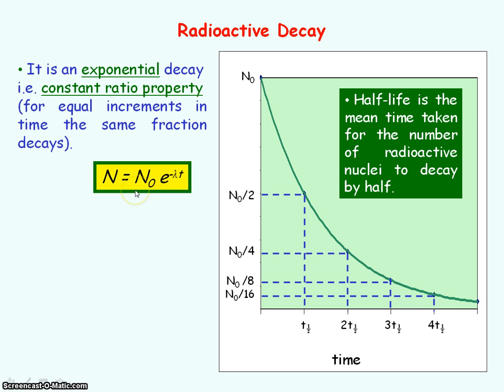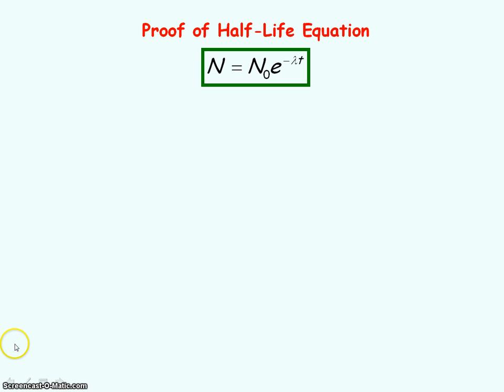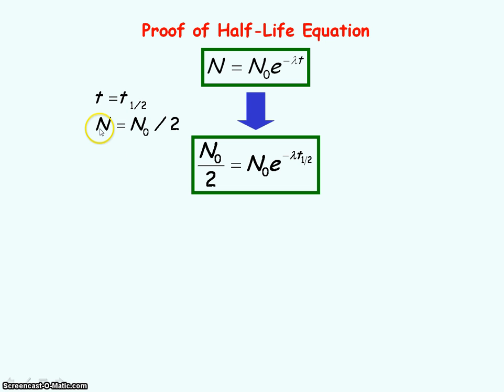So the number of nuclei present follows an exponential decay, and because activity is directly proportional to the number of nuclei present, then activity follows an exponential decay. Now we're going to prove the half-life equation. So when the time equals the half-life, the number of nuclei present is half the initial value. So if we substitute these values in, t is t half, and N is N0 divided by 2.